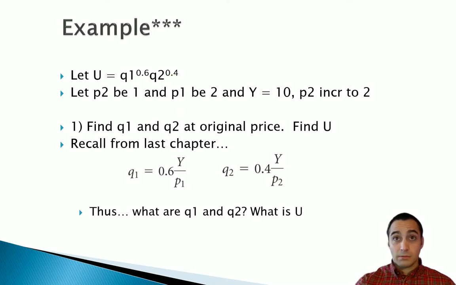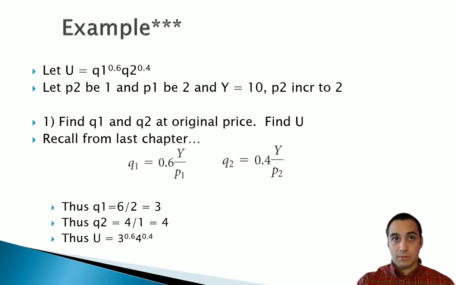With that in mind, what's Q1 and Q2? Well, Q1 is just going to be 0.6 times 10 divided by 2. So 0.6 times 10 is 6, divided by 2, 3. Q2 is going to be 0.4 times 10, that's 4, divided by 1 equals 4. That means our original max utility is just going to be 3 to the 0.6, 4 to the 0.4. So step 1, done. We cheated a little bit, but still, we finished it.